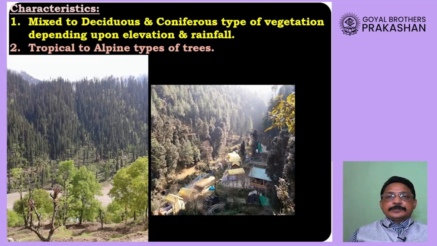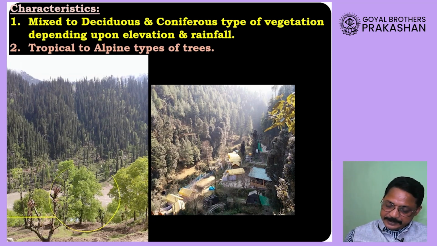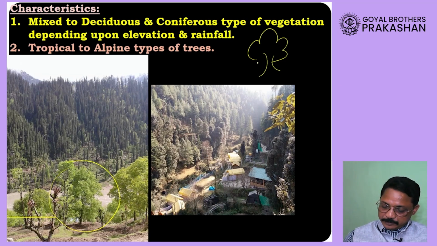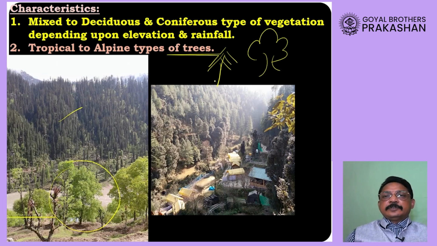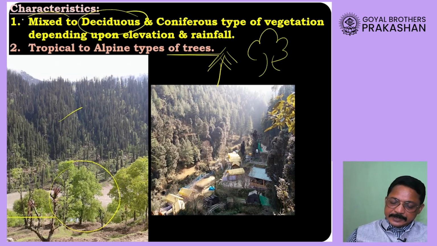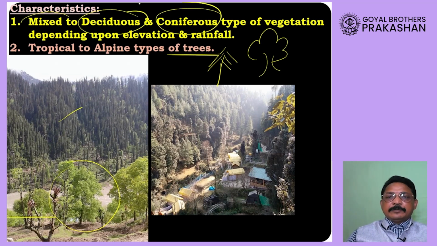Now, characteristics of this forest. Okay, look at it very carefully. What is happening now? Look at this forest. You will find here the trees have an umbrella shape, whereas the trees over here have this conical shape. In other words, here we find the deciduous type of forest as well as the coniferous type of forest, and that is why the word used there is mixed forest.